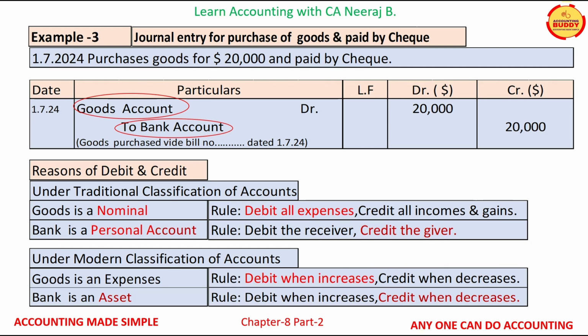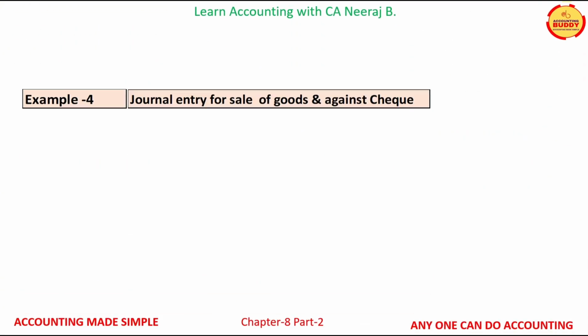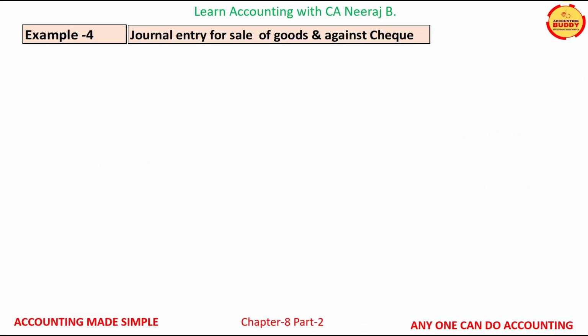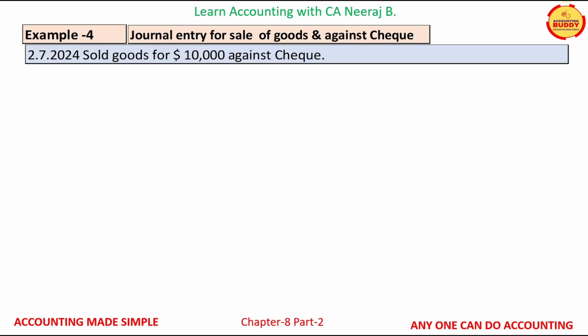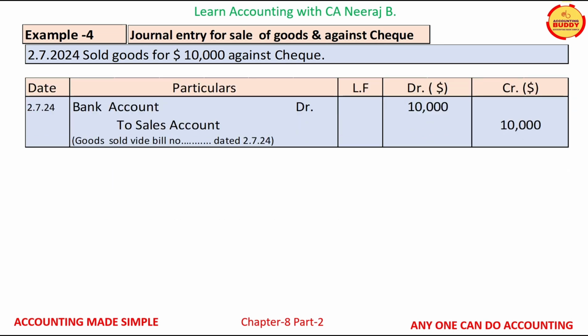In this transaction, bank balance is decreasing, therefore bank account is credited. Now let us understand sale of goods accounting journal entry with a business transaction displayed on your screen. On 2nd July 24, goods worth $10,000 are sold and the payment is received by check. The two accounts which are affected by this transaction are bank account and sales account.